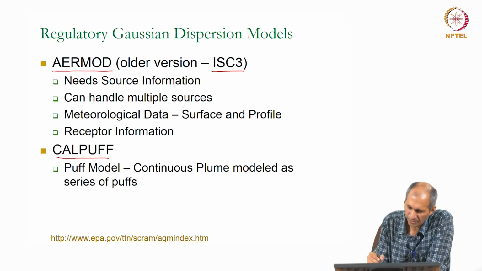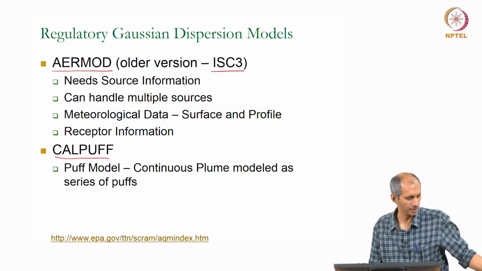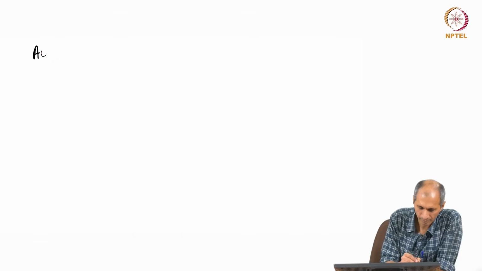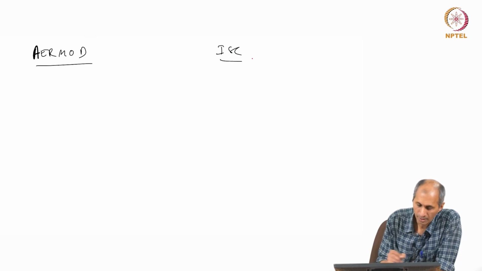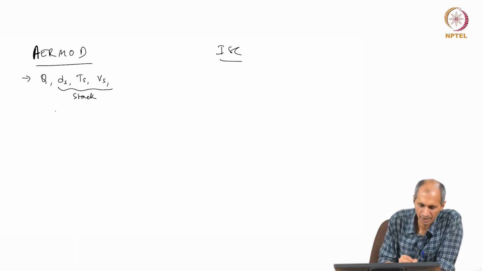The big difference between ISC and AERMOD, so ISC is the older version, they are both similar in this thing. So, here again you need the same kind of information. The information that you need is the Q, the rate, you need the diameter of the source, the temperature of the source, and the velocity of the source. These are all stack diameter, stack temperature, stack velocity.